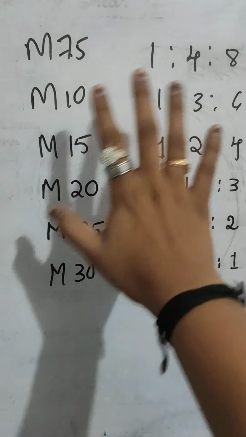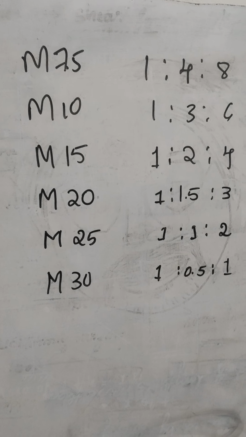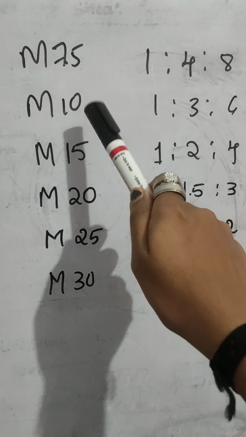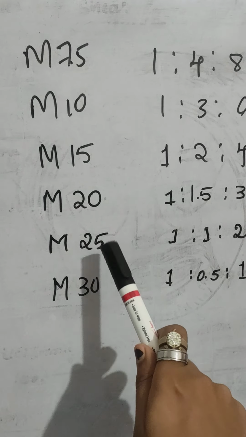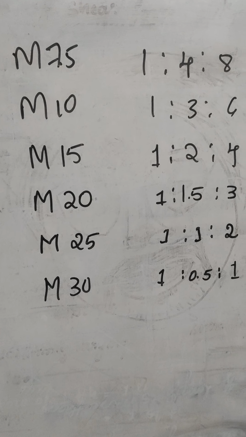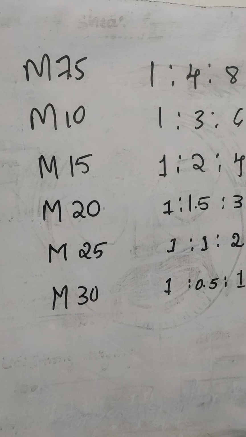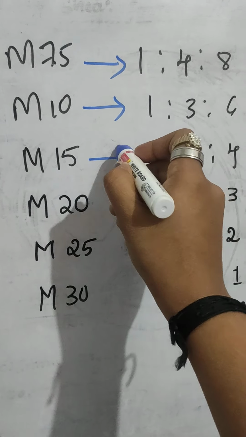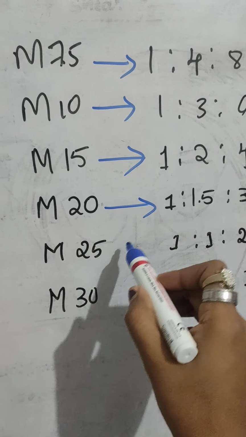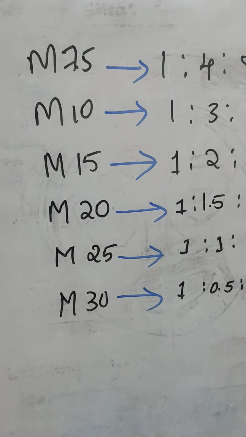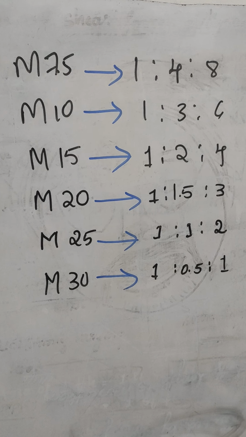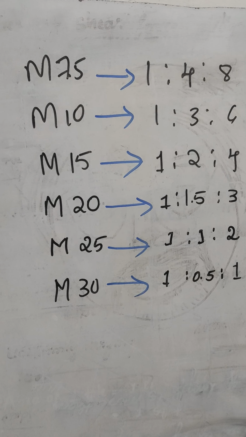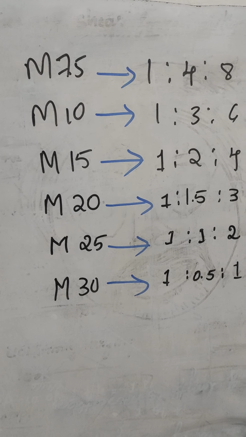See, these are a few mix design ratios. So that is M7.5, M10, M15, M20, M25, M30, and these are their mix grades. That is for M7.5, for M10, M15, M20, M25, M30. I'll tell you a simple way to remember these mix design ratios, because when you go for any interview, this is very helpful.